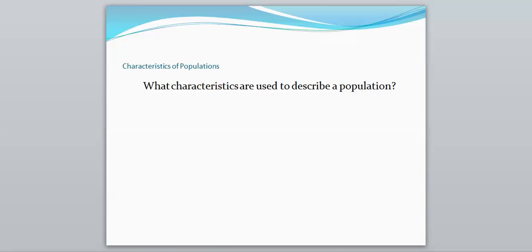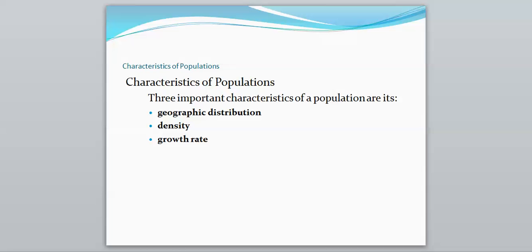So it's going to be how these different groups of organisms that are living in the same area can actually grow. But before we start, we have to look at what characteristics are actually used to describe a population. So in order to understand how they grow, we have to understand what a population actually is. So there are three important characteristics of a population that need to be looked at when you examine it, and those three are geographic distribution, density, and growth rate. We're going to take a closer look at each one of those, but those are the three things that are really going to define what a population is.